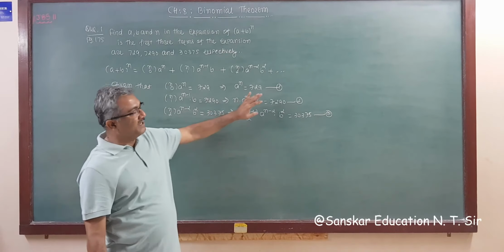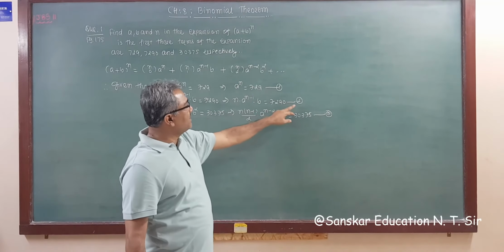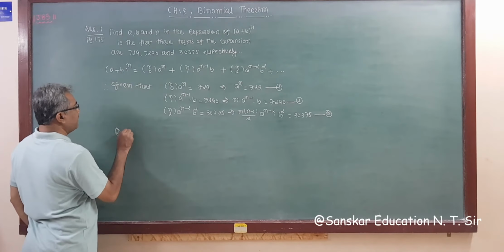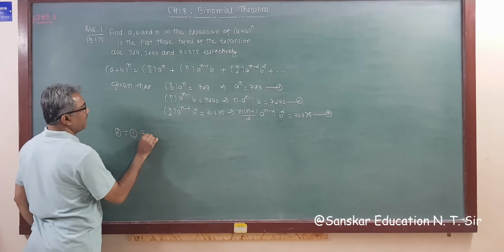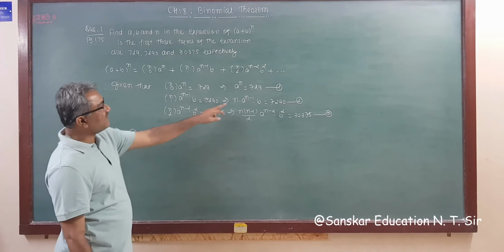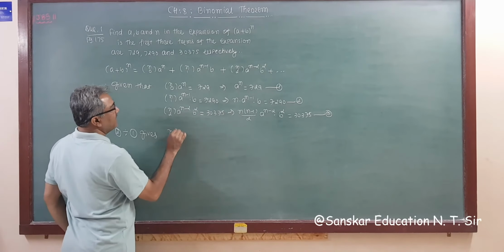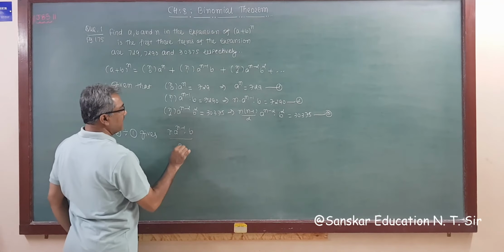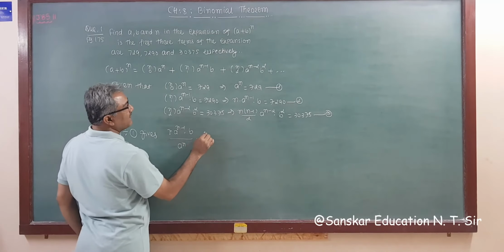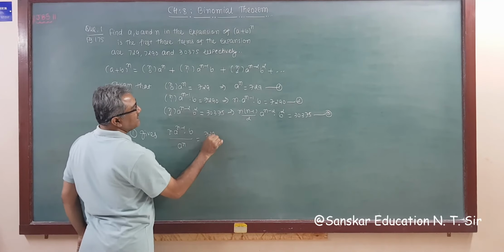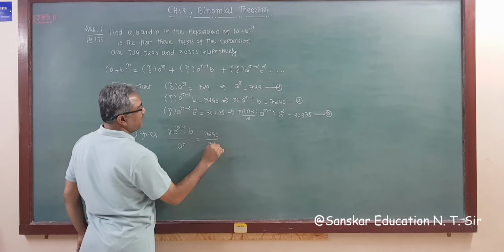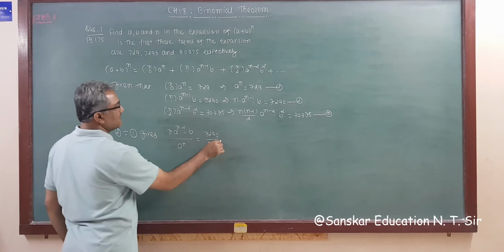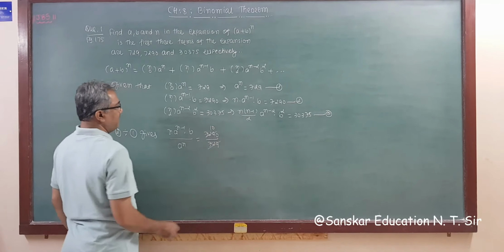So as usual we did in the previous question, dividing equation 2 by equation 1. Dividing 2 by 1 gives nC1 a raised to n minus 1 into b whole upon a raised to n is equal to 7290 upon 729, so this will be cut, and we get 10.